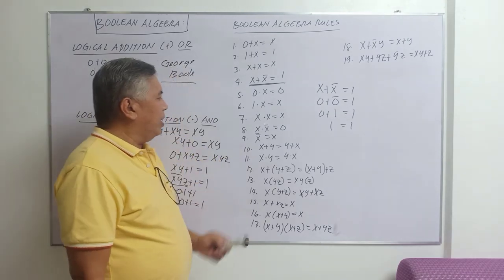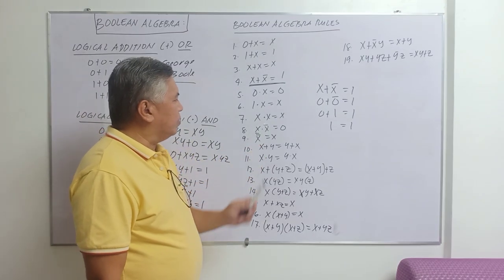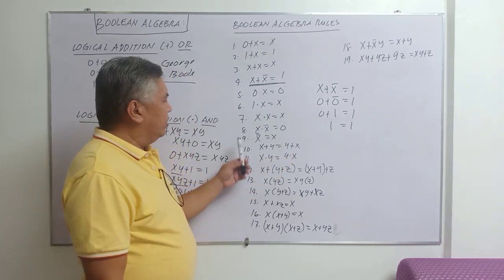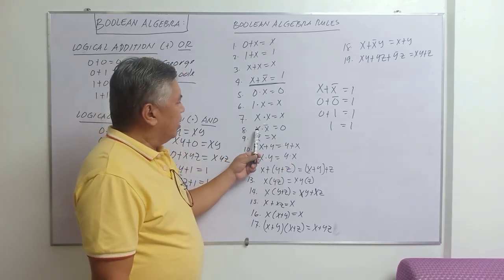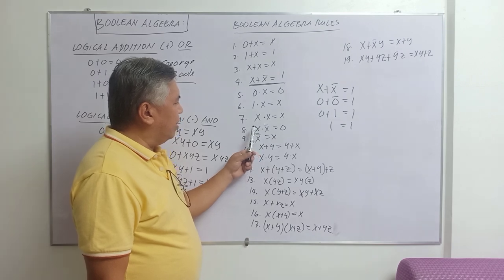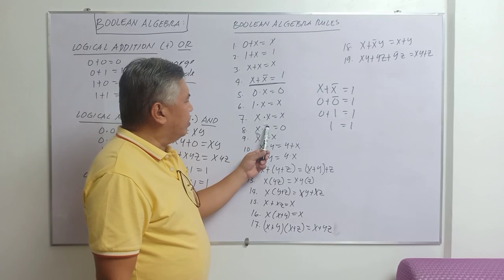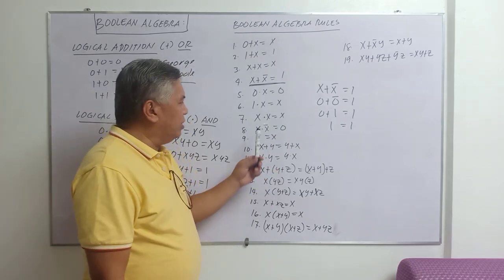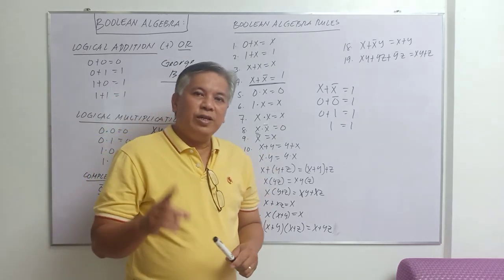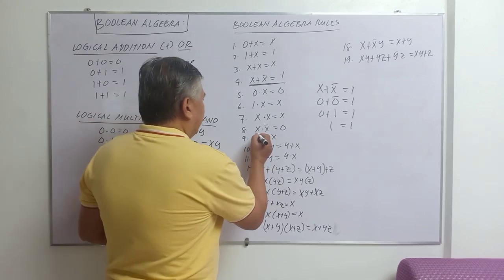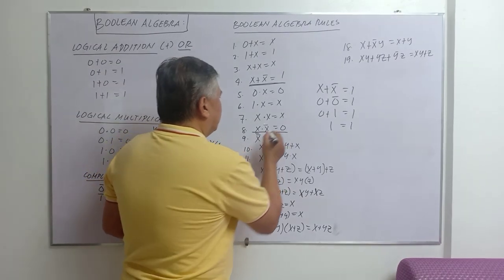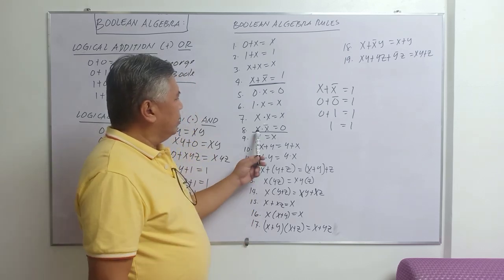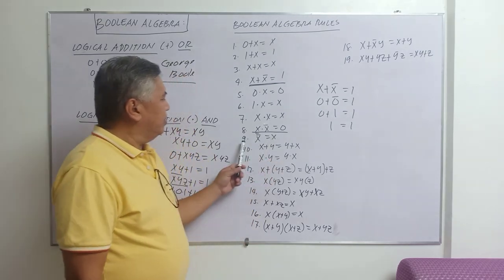Okay? Rule number 8. X times x complement is equal to 0. Okay? So, what does this mean? Any variable x multiplied to the complement of x is equal to 0. Okay? Now, this is only applicable for a single variable. So, I will underline this one. This is only applicable for a single variable. Okay? Then, rule number 9.